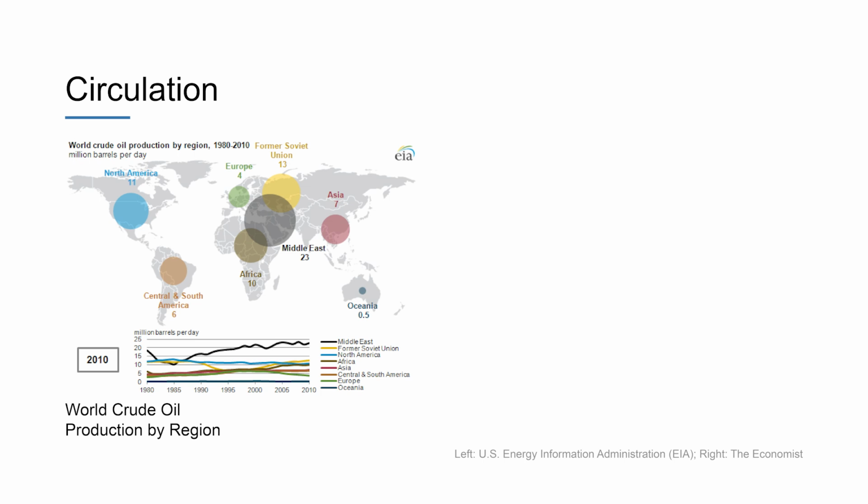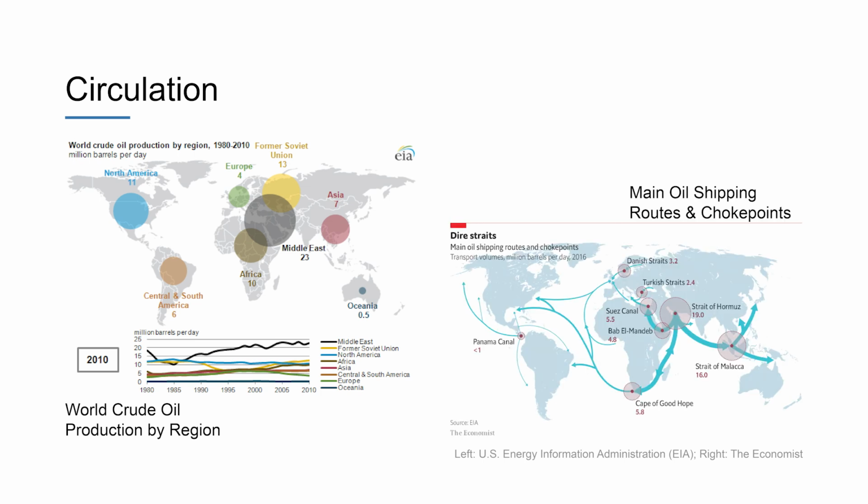And petroleum is often refined in places that it isn't extracted from. So crude oil is shipped or piped to different places. And this map on the right shows shipping routes for petroleum, including locations where political control or conflict over shipping can occur due to geographic conditions like narrow passageways.